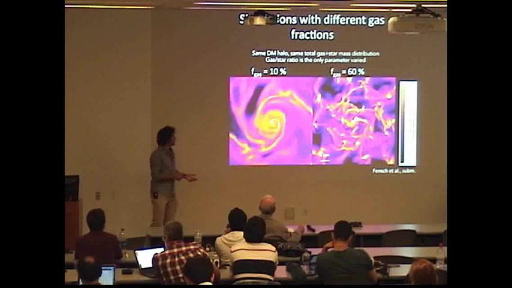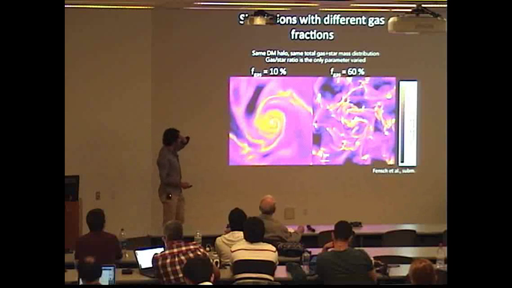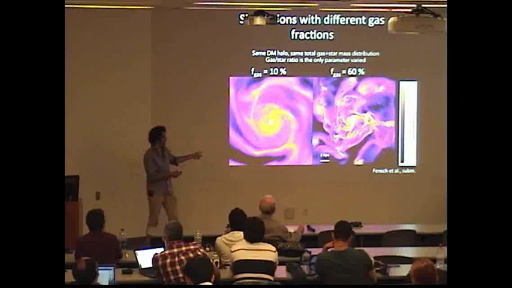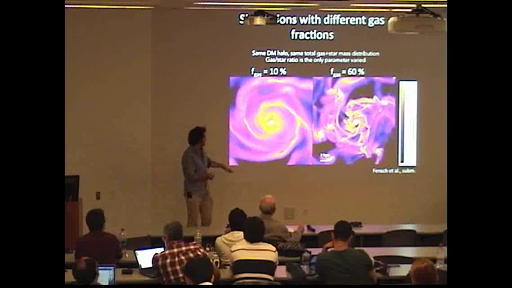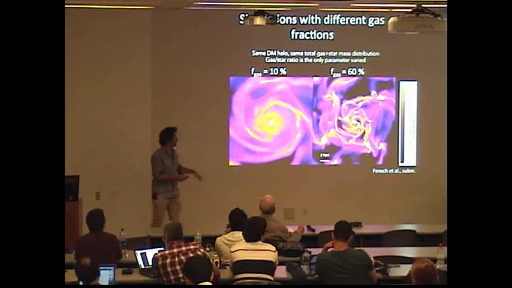And here you have a galaxy with a gas fraction of 60%. So here you see that the behavior is very different. Here you have nice spiral arms. So that's the gas density. Here you have nice spiral arms, whereas here you have huge clumps that survive for a long time and tend to migrate toward the center.